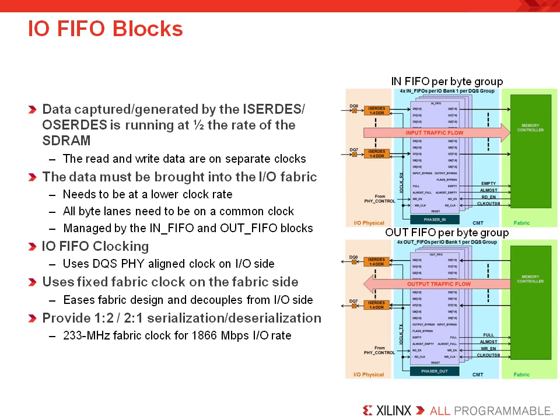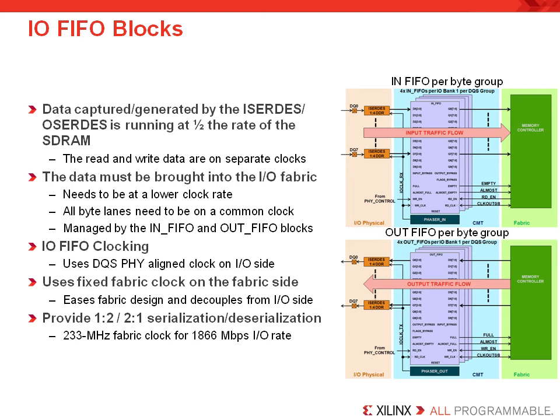So the data has now been clocked into the SerDes resources in the IOBs, and now the data in each byte lane has to be combined together into a FIFO. This will bring the data from each 466 MHz clock, note that's out of phase, into one memory. So the data captured is generated by the iSerDes, OSerDes, and it's running at half the rate of the SDRAM. So the read and write data are on separate clocks.